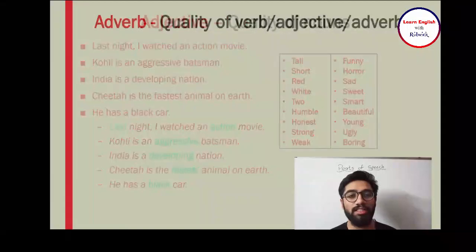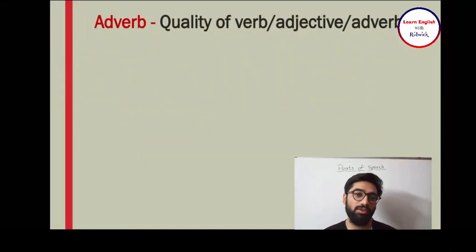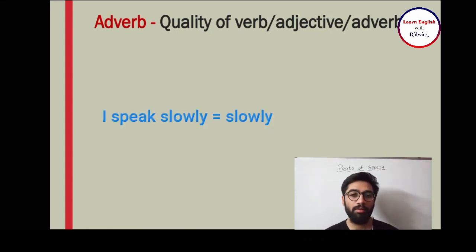Moving ahead, the next part is adverb. As the adjective shows the quality of the nouns, adverbs show the quality of the verbs, at the same time adjective as well, and the adverb itself. When I say that I speak slowly, by using the word slowly, I am qualifying the way of my speaking, that is slowly.